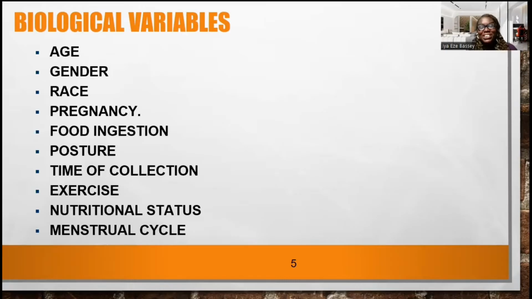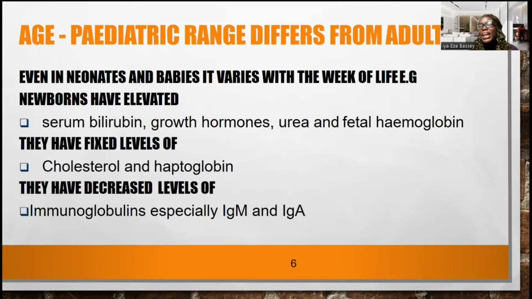So it's very, very interesting if you know this at hand. Okay, so let's look at age. You find out that the pediatric age range differs from the adult age range, because even in neonates and babies, you will find out that it varies within the week of life. For instance, let me take a particular marker. Okay, bilirubin. If you do bilirubin the first week of a neonate's life and the second week, there is a difference because of what is called physiological jaundice.